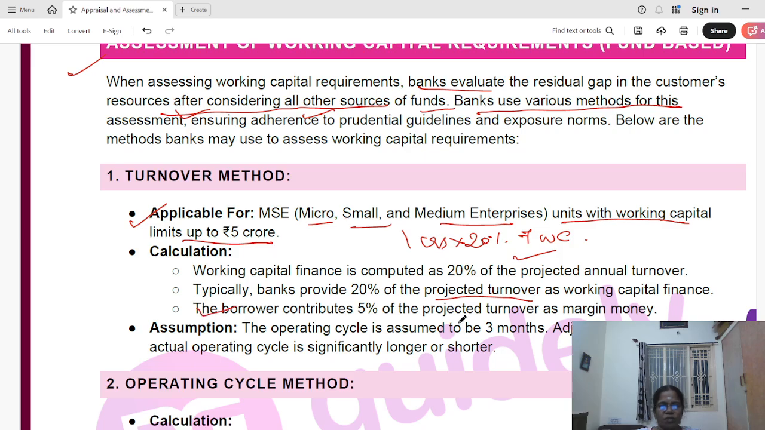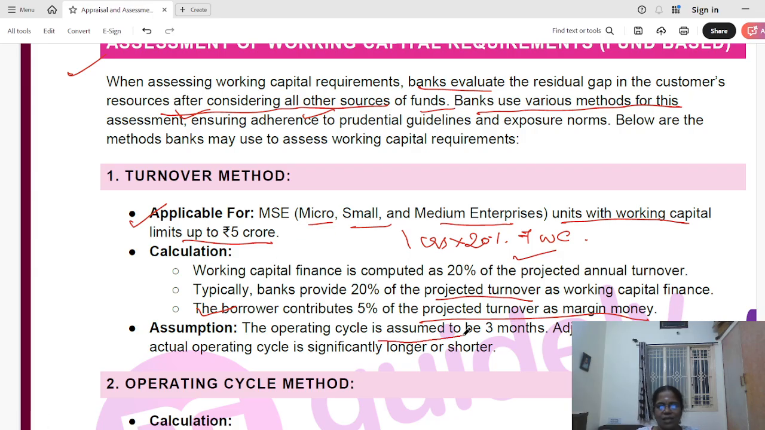The borrower contributes 5% of the projected turnover as margin money. What is that margin money? If they are not able to repay, the bank will collect the amount from that margin money. So 5%. For example, if the customer applies for a loan of 20 lakhs, they have to maintain a margin on that 20 lakhs. Around 5% margin means around 1 lakh they have to maintain as margin. The remaining amount they can sanction.